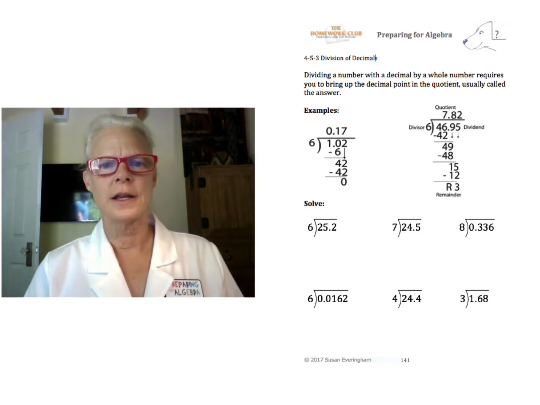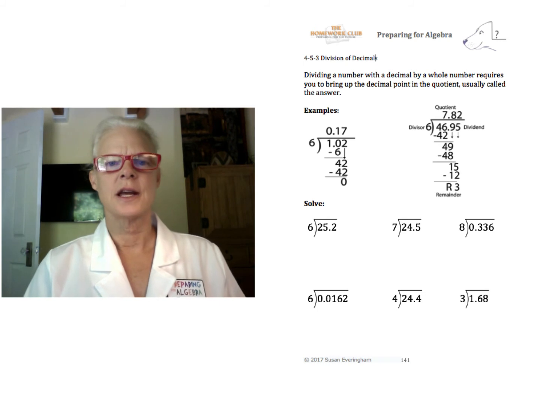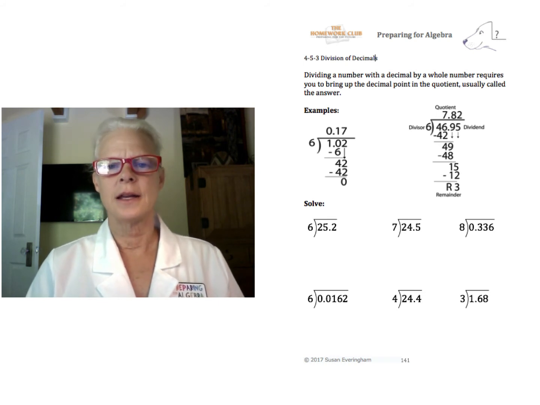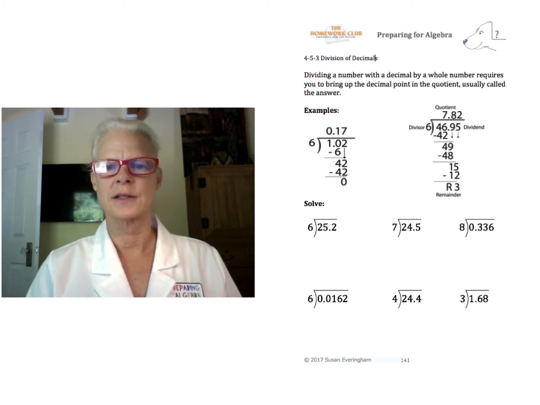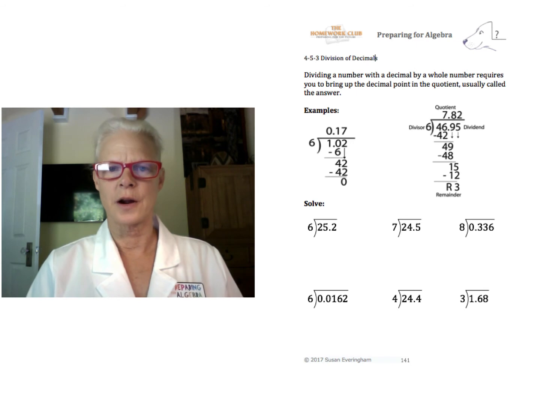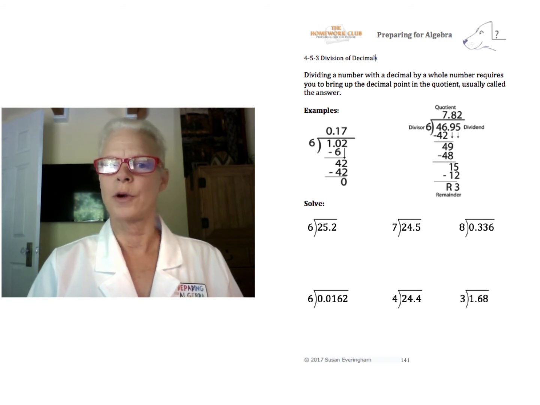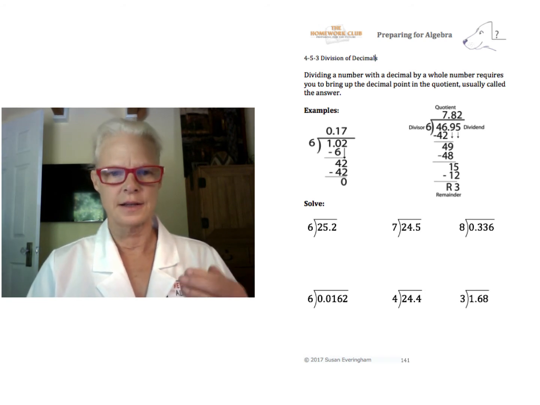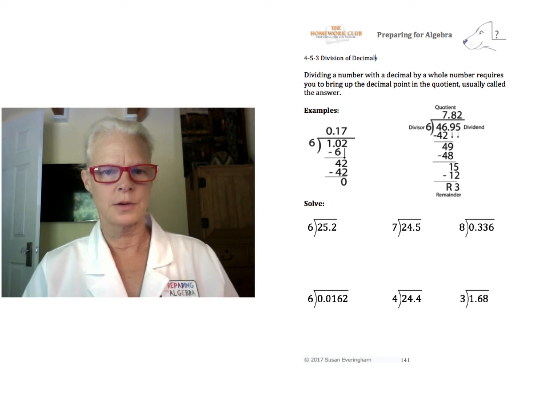Page 141, division of decimals. Dividing a number with a decimal by a whole number requires that you bring up the decimal into the quotient, usually called the answer. You can see this in both of our examples. 1.02 divided by 6 is 0.17. You can see the decimal point has been brought up into the quotient.